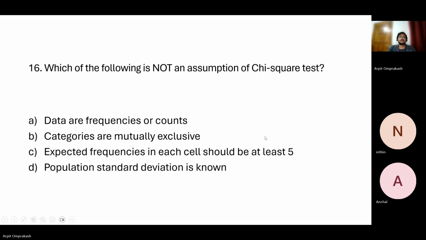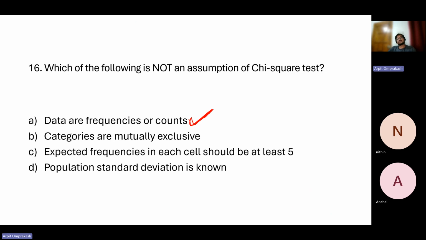Okay. So the next question is, which of the following is not an assumption of chi-square test? So A, data frequency or counts. I have told you before, this is an assumption of chi-square test. When we are looking at differences between observed and expected frequencies or observed and expected counts, we look at chi-square test. The second one is categories are mutually exclusive.